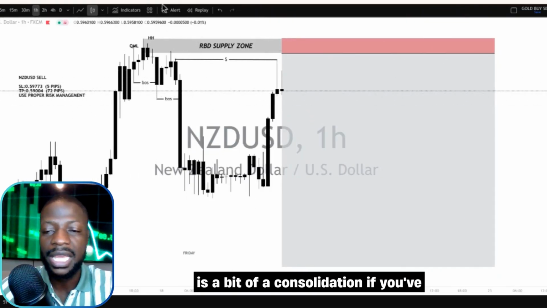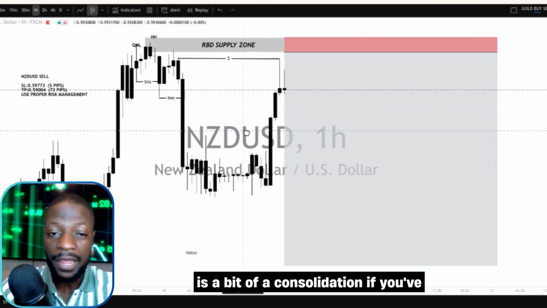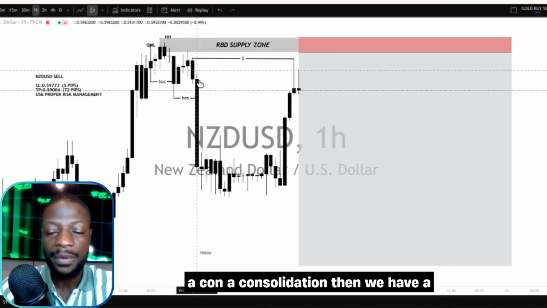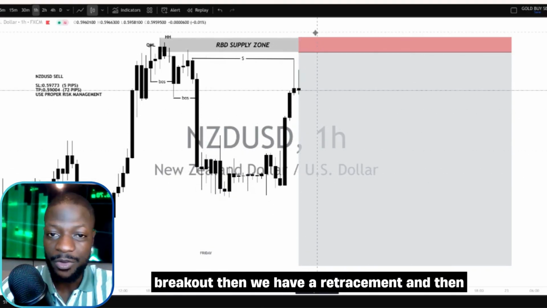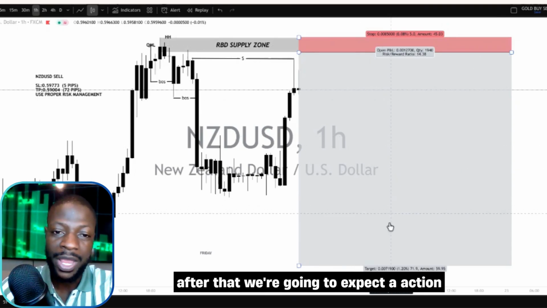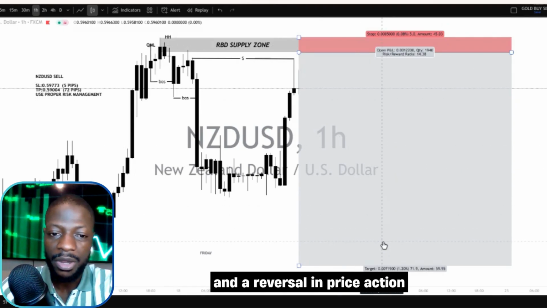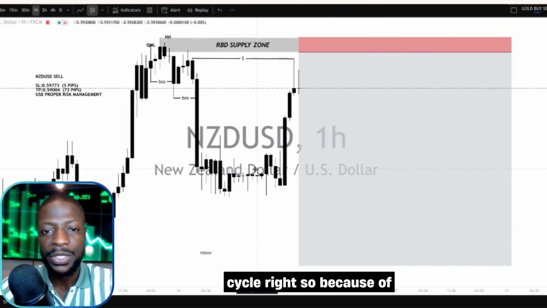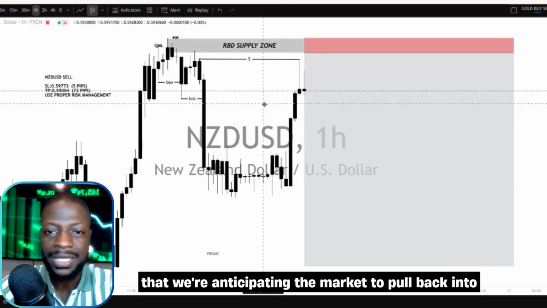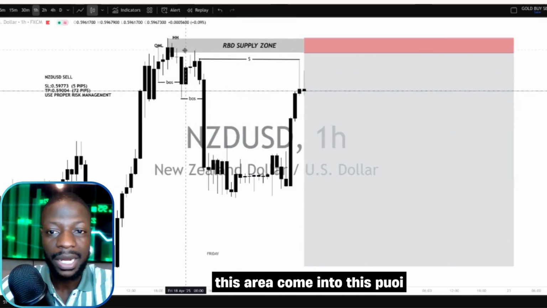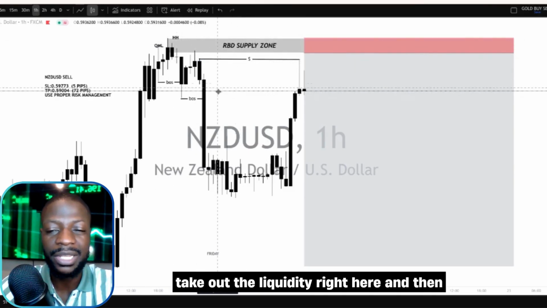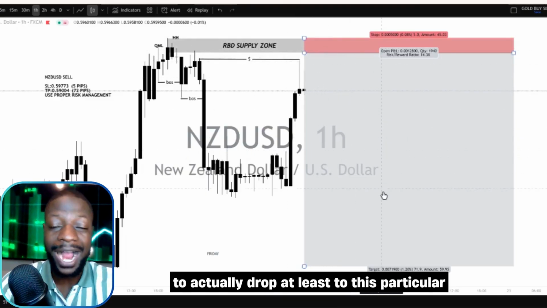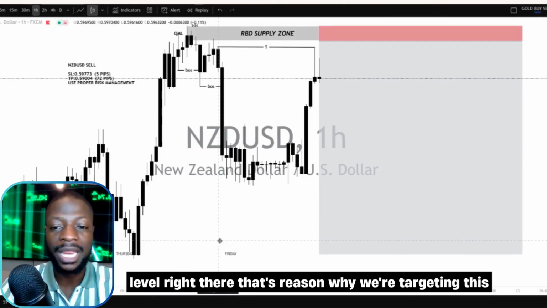So what we had here is a bit of a consolidation. If you've been following us for a while, you're going to realize that this is what we call a consolidation. And then we have a breakout, then we have a retracement, and then after that we're going to expect a reversal in price action. That's what we call the pure price cycle, right? Because of that, we're anticipating the market to pull back into this area, come into this POI, take out the liquidity right here, and then once we have that, we are going to expect the market to actually drop at least to this particular level right there.